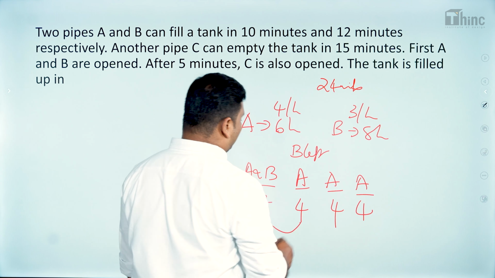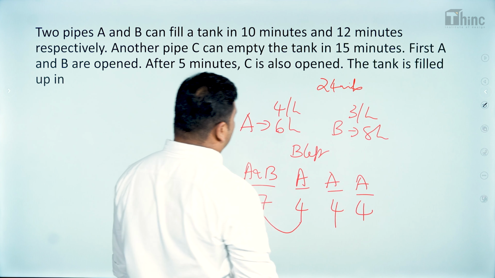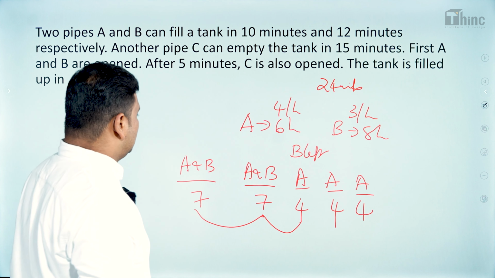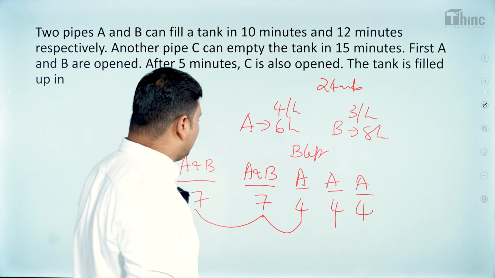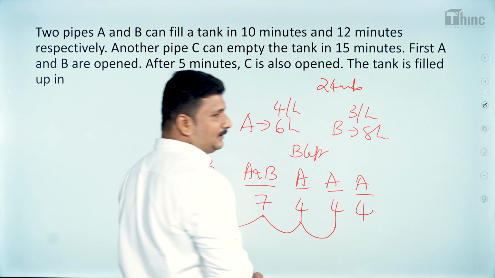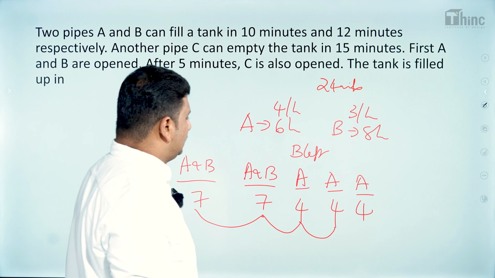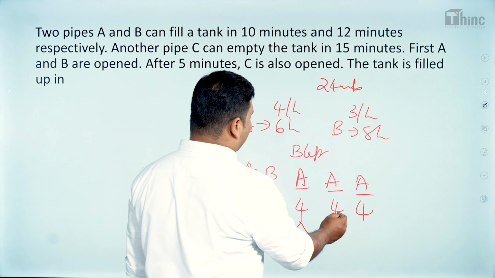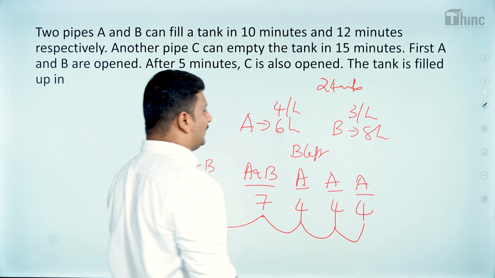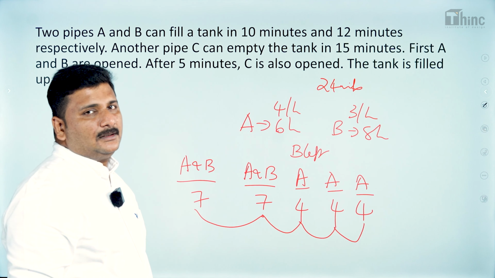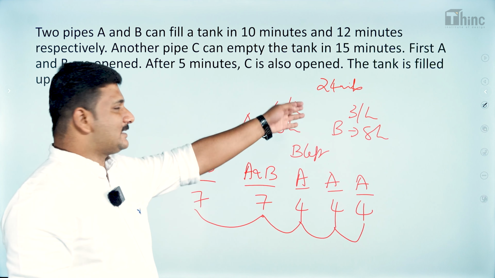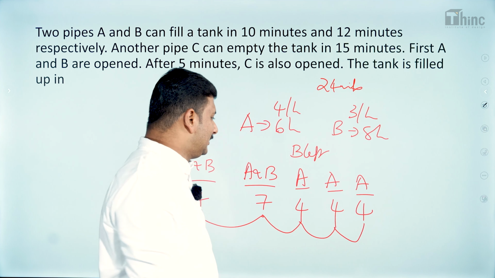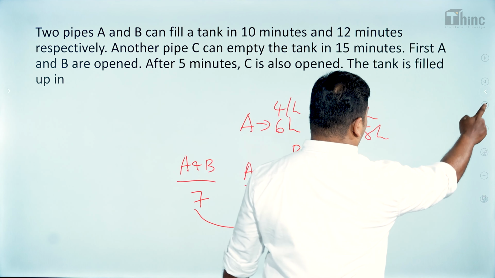Now 14 plus 4, 18 is done. 18 plus 4, 22 is done. Now, how much is done? 14 plus 4, 18 plus 4, 22. But 22 plus 4 is 26. But that much units is not needed. Only 24 units is what we need. So what will we do? We'll stop here.